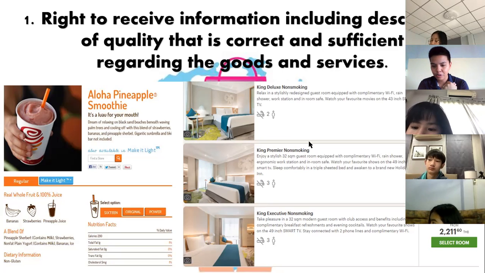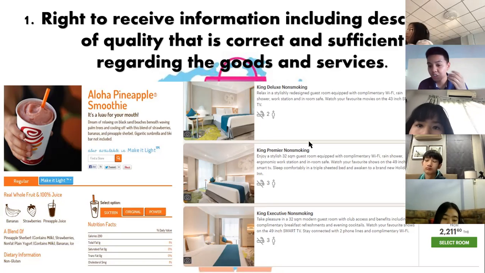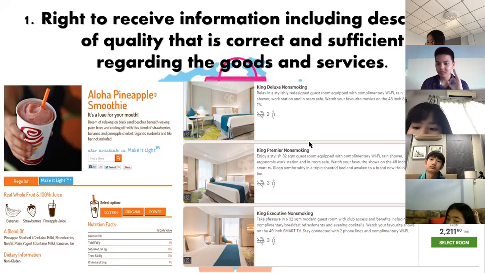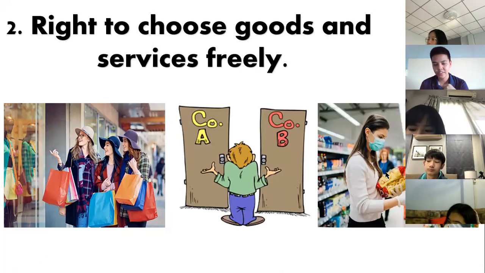For example, you are going to buy milk tea and then you ask the seller, Pika, what is the ingredient of this milk tea? And the seller is like, I don't know. If the seller tells you like that, you can tell it to the police and tell them that they are not giving the information of the product, because it is your right to receive information. Okay? Understand? Okay, next.